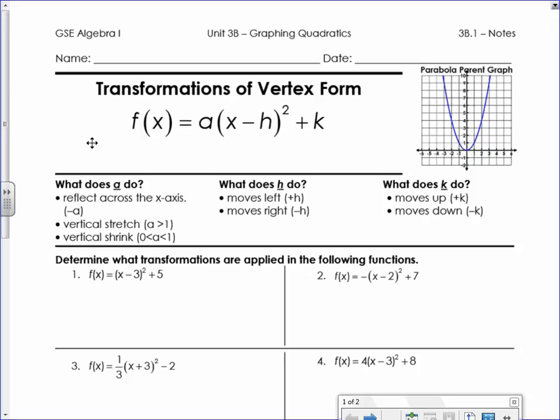All right. So now, take a look at this form. You have some new letters. You're used to A, B, and C. Now, the A here is the same as the A from standard form. And that's going to come into play later because I'm going to show you a quick, easy way to change from standard form to vertex form, okay? Probably not today, though. So anyway, A tells us if our parabola is going to open upward or downward, okay? It also tells us if it's going to get more narrow or wider, a stretch or a compression.